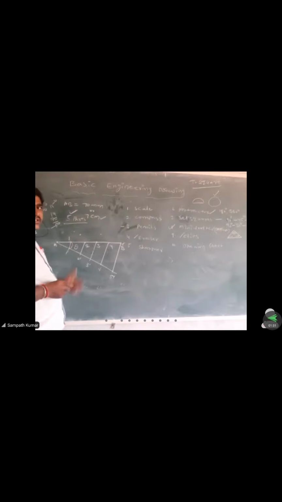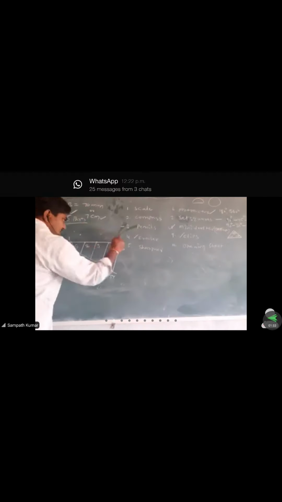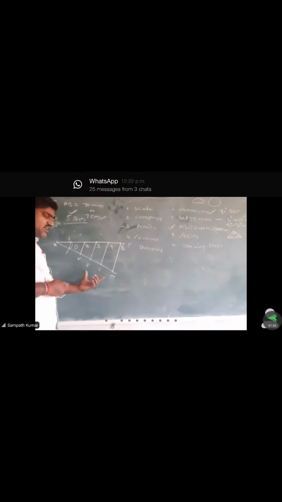AB is equal to 70 mm. This is not written on the drawing sheet. Only the drawing will be on the drawing sheet. How much length will any person easily understand? This line will be divided into 5 equal parts. How much length? We cannot understand in centimeters. This length is equal to how much?